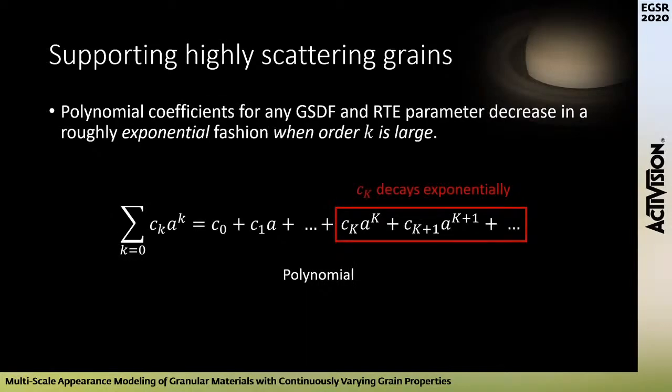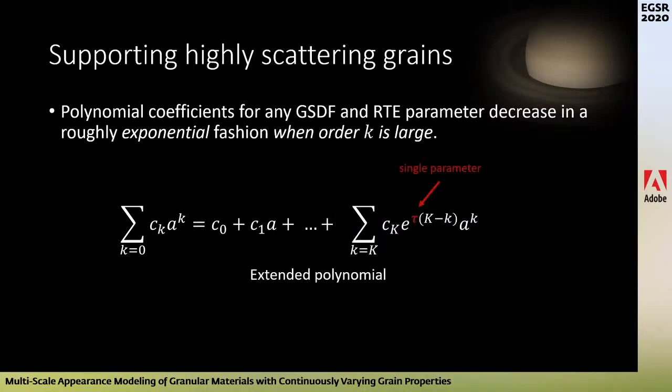Fortunately, according to our experiments, the polynomial coefficients for any GSDF or RT parameters decrease in a roughly exponential fashion when k is large. Therefore, we can approximate all the high-order polynomial coefficients using a unique exponential expression requiring only one single parameter tau. We call this new expression extended polynomial.